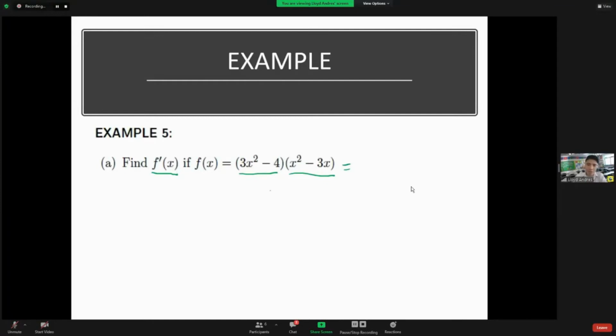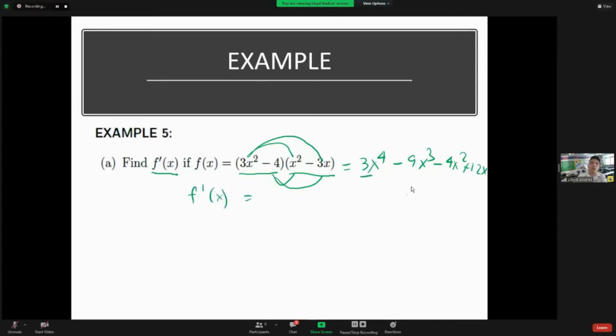So kung mag sum rule ta, kailangan nato ni simplify daan. Meaning apply tag FOIL method. So that's 3x exponent 4. Multiply na pud na. That's negative 9x cubed. Sa baba na pud, that's negative 4x squared. And lastly, that's plus 12x.